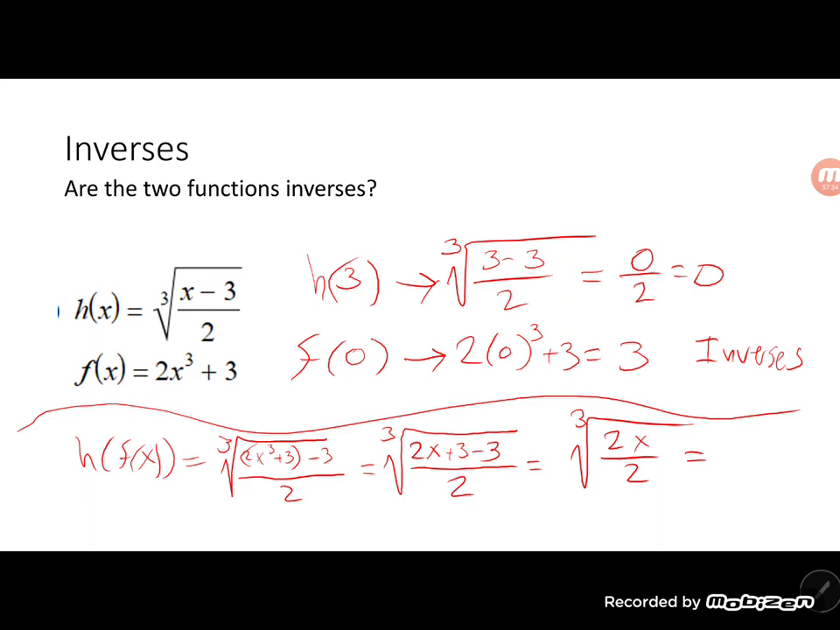Well, again, look at that. What's happening? Those 2's divide out. Oh, my apologies, I forgot to write the cube on there. Those 2's will divide out, and that's going to equal the cube root of x cubed. And again, they perfectly cancel, giving you that x, which means they are inverses.